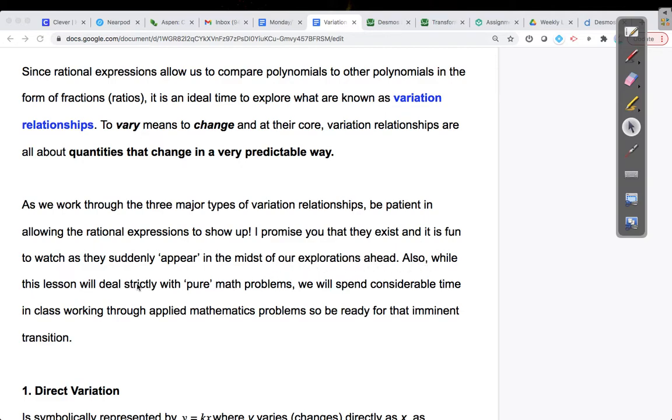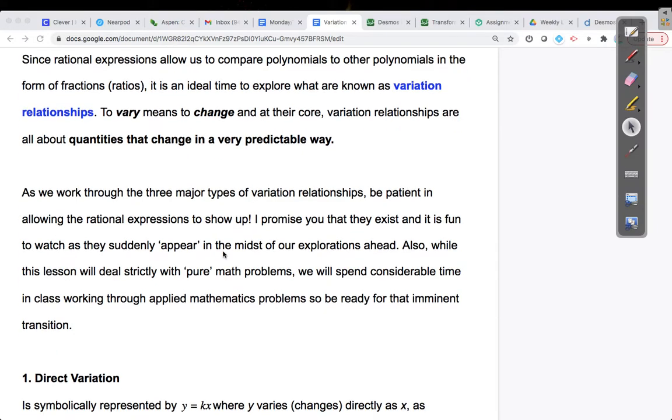Also, while this lesson will deal strictly with pure math problems, you're just going to be dealing with pure numbers. We will spend considerable time in class working through applied mathematics problems. So be ready for that imminent transition, and we'll go to the world of science and biology and economics. So you will see a lot of applied problems when it comes to variation relationships.